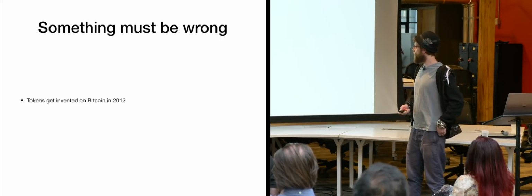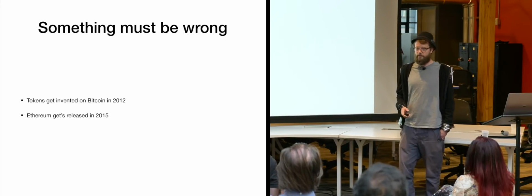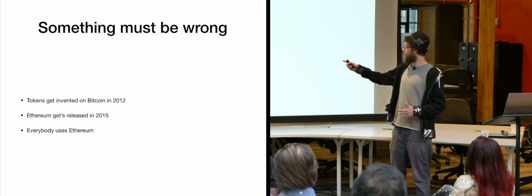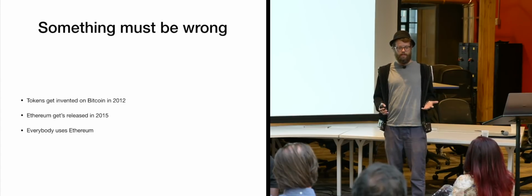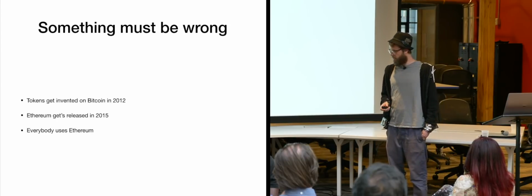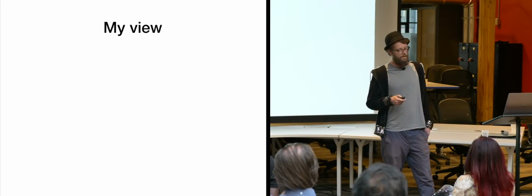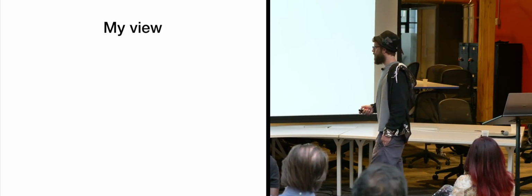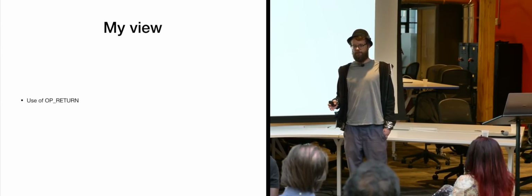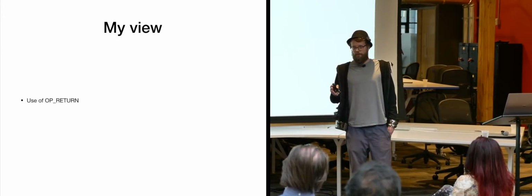Okay, but then what happened in 2015? Ethereum gets released. And now the ICO craze kicks off and everybody launches tokens all the time, but everybody uses Ethereum. So what happened here? Bitcoin had a head start of 3 years, but still Ethereum just won over the whole field. So there must be a better way to build tokens on Bitcoin. Okay? And this is just my opinion, what might be wrong here. There are different things. First of all, I'm not a big fan of this use of the OP_RETURN statement. I will talk about this in detail.